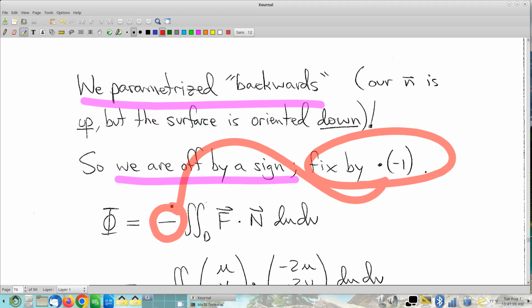Yes? Will that always be the case? If we parameterize the wrong way? Yep. It's always off by it? Always off by exactly a minus sign.